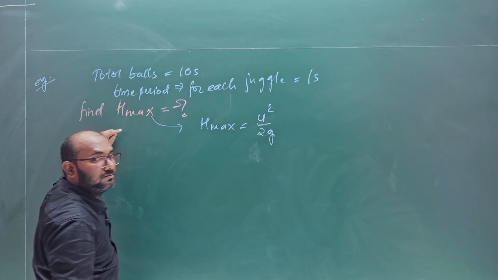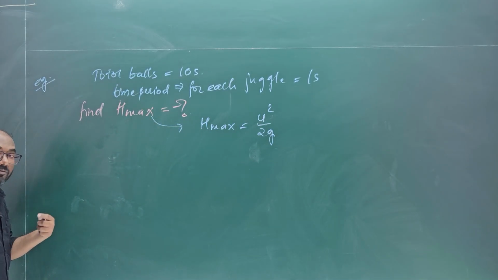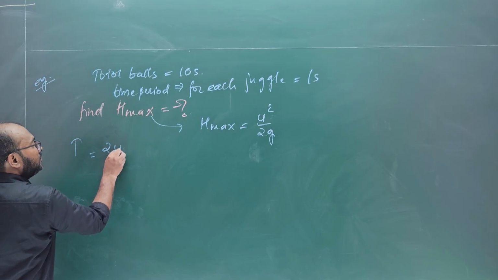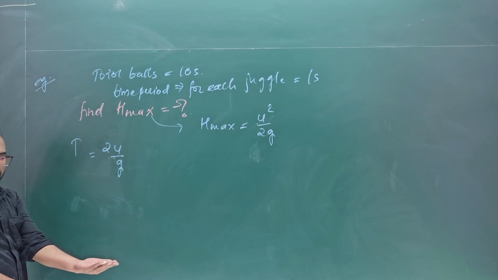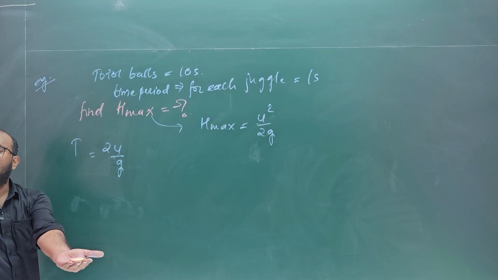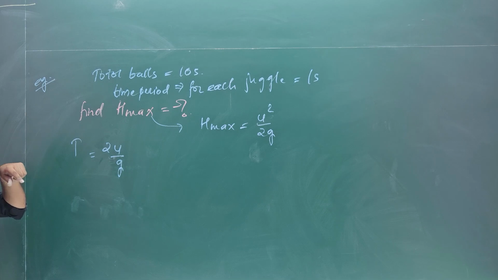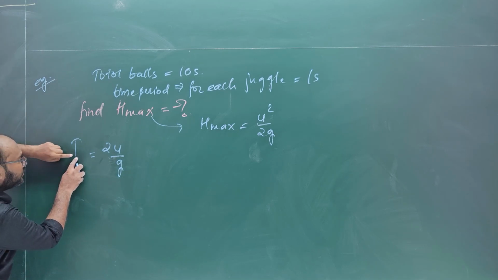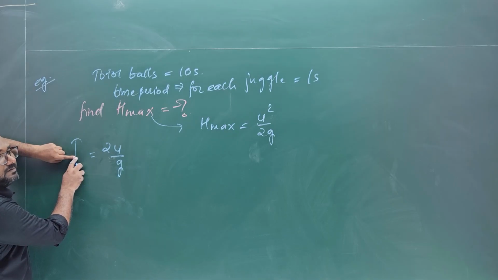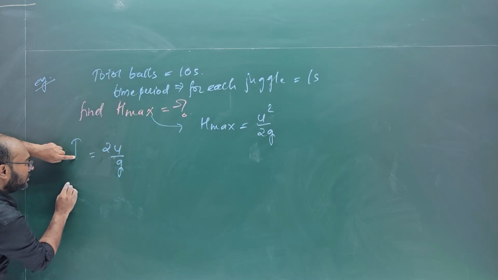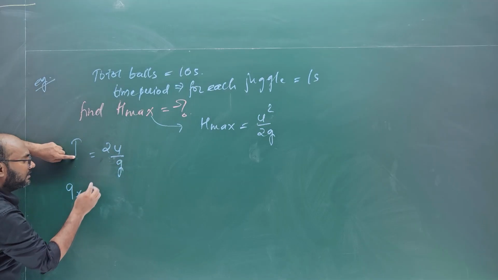Do we have U? No. But do we have time? Yes, we have time. And what is the time period? Time is nothing but 2U upon G, from one hand to another hand, origin to origin, ground to ground. If I am using 2U upon G, I am saying that this time period you should write according to the number of given quantities. How many balls are given? 10. How much you have to do? 9. What is the time period given? 1 second.